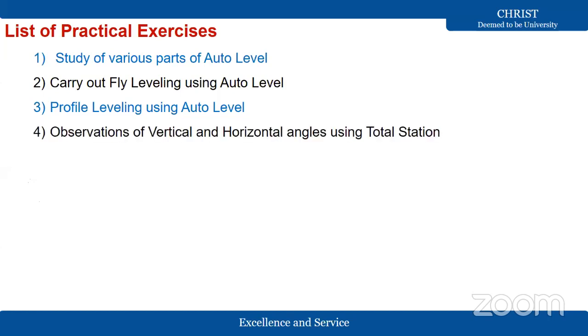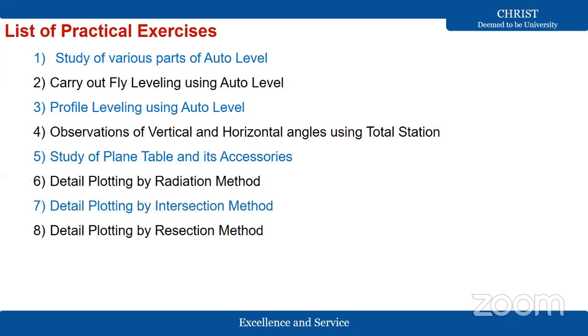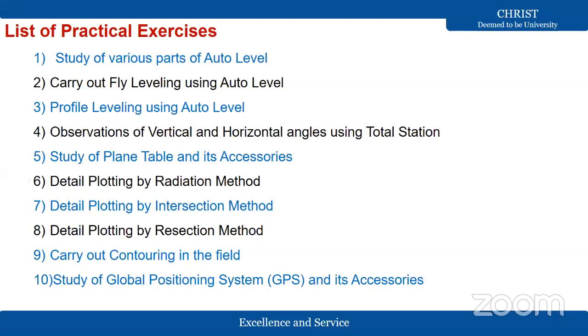Then observations of vertical and horizontal angles using total station. I was not able to download this practical for total station. Same thing with plane table: there are experiments on plane table survey, intersection, resection and radiation methods. Then carrying out contouring in the field. Contouring is again leveling only. The 9th experiment is contouring in the field. Then the study of the global positioning system and its accessories.